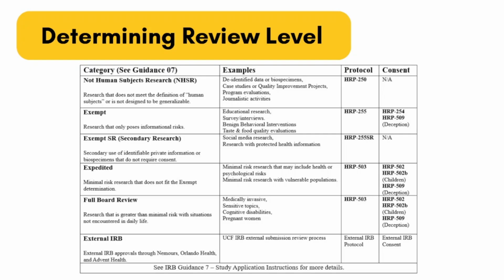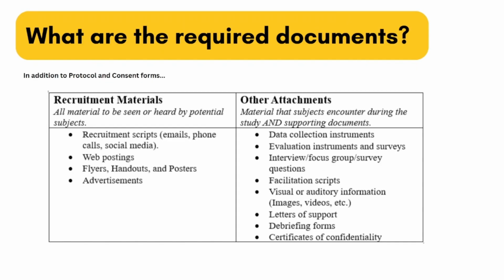The chart displayed on screen shows the various protocol and consent templates that each human subjects research category requires. For more details, review IRB Guidance Number 7, Study Application Instructions, found within the Huron Library. In addition to the protocol and consent templates that your study application might require, there are additional documents that must be uploaded within your study application.